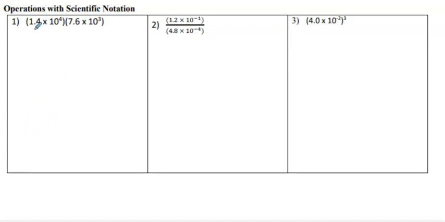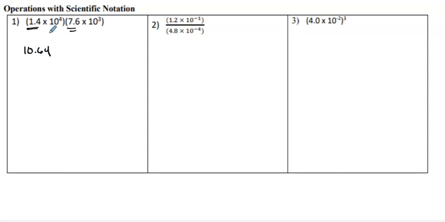Alright, so first off, you have 1.4 times 10 to the 4th times 7.6 times 10 to the 3rd. So it's all multiplication, so it doesn't matter in what order you multiply, you're going to get the same thing. So what I'm going to do is group 1.4 and 7.6 and multiply those first. So 1.4 times 7.6, very easily, on my calculator is 10.64.